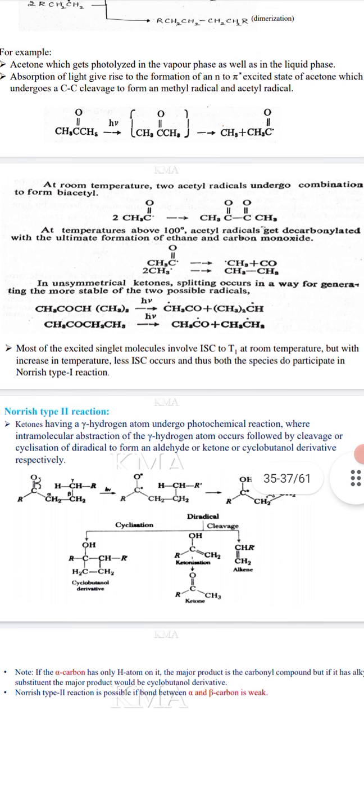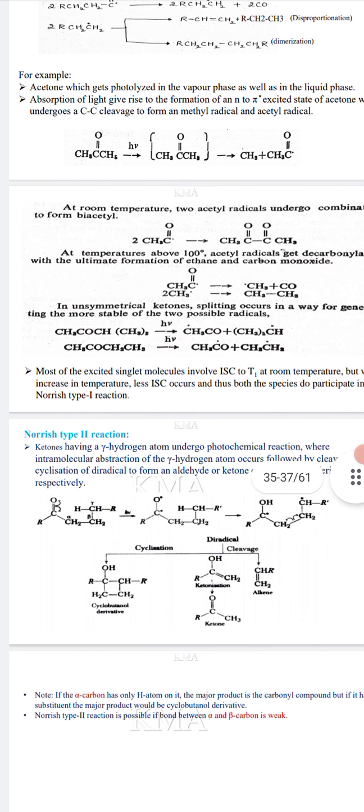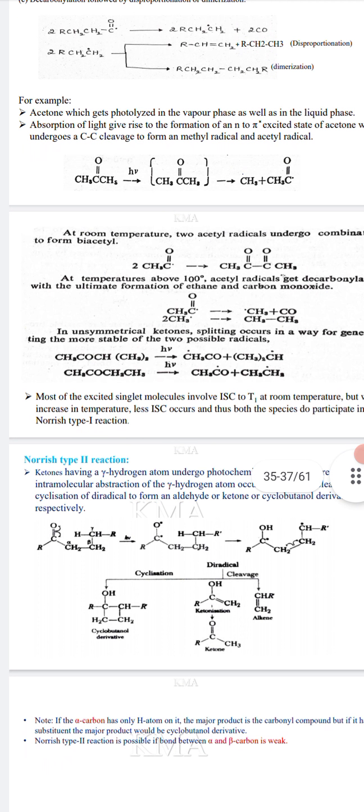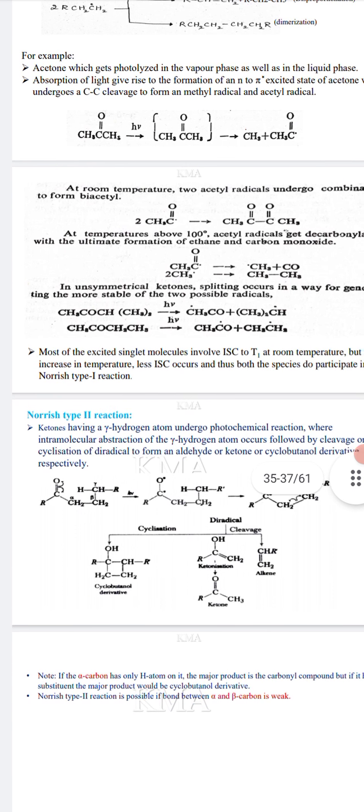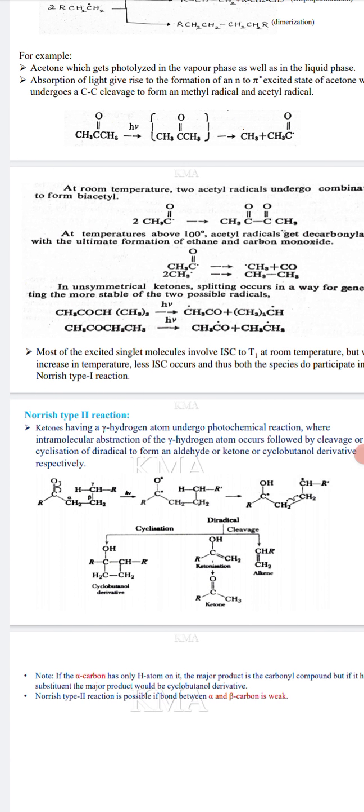So this is again an example for acetone. So this is all about Norrish type 1 reaction, that is, cleavage happens at the acyclic saturated carbonyl compound to give acyl and alkyl free radical.